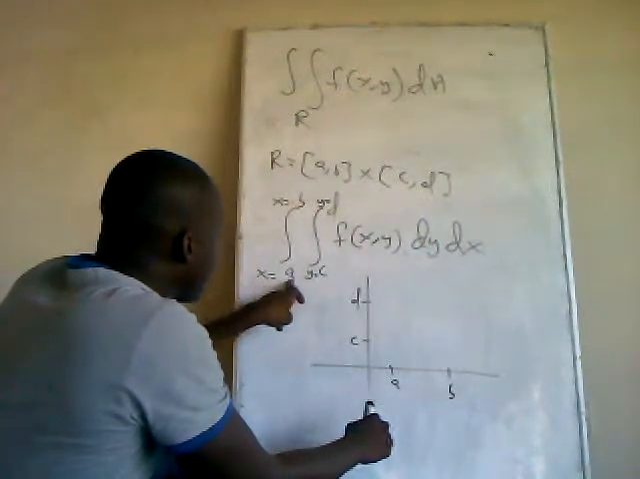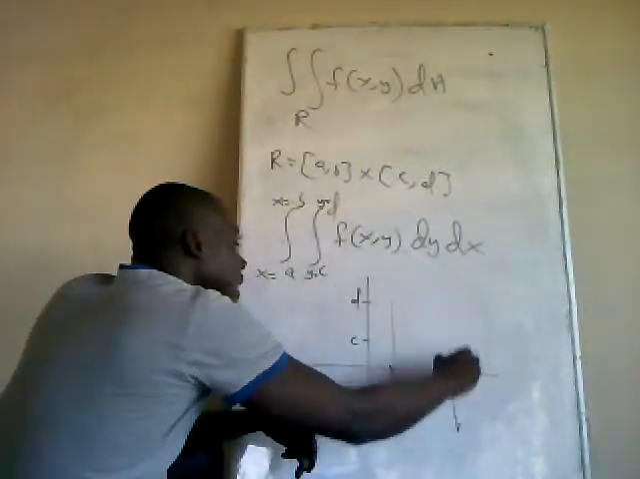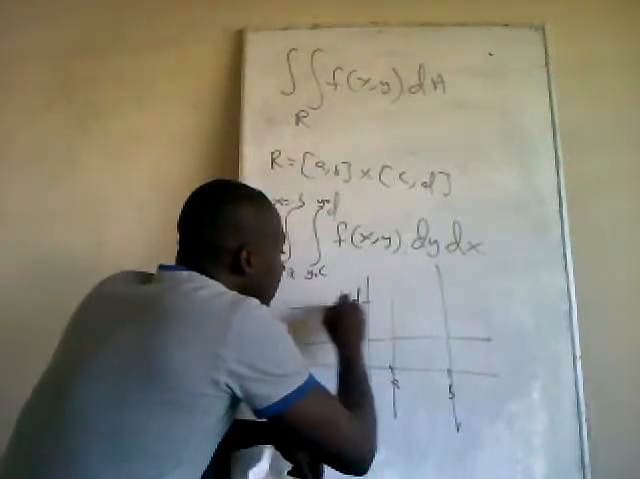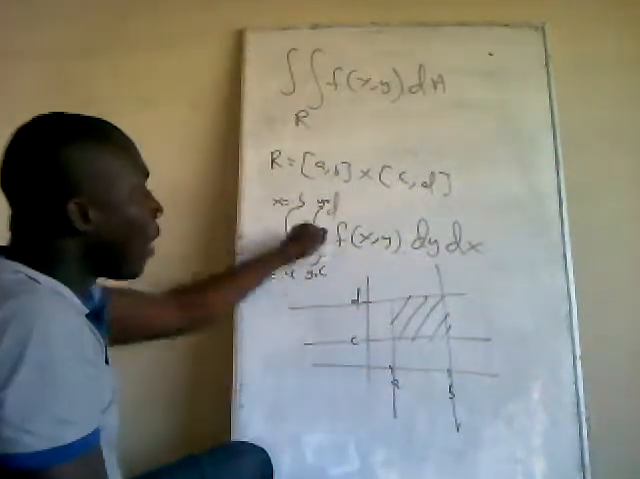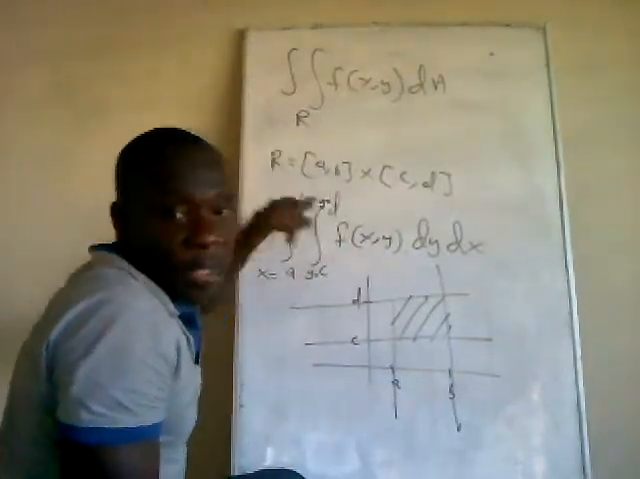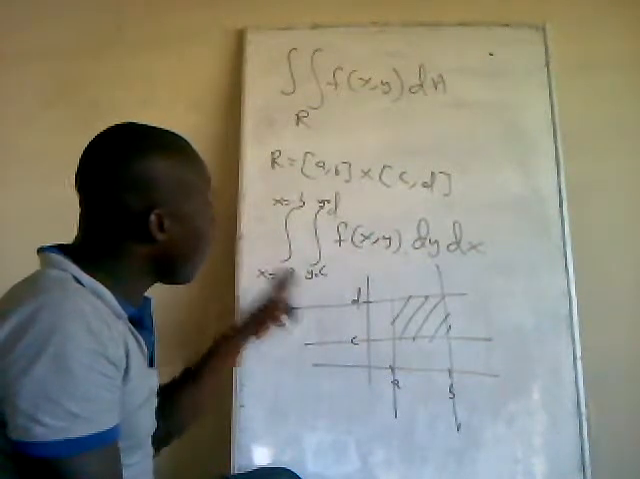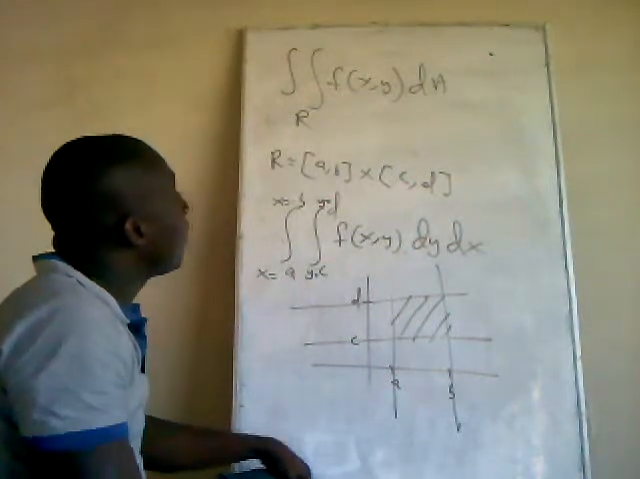Now if we say x is equal to a, the line crosses here at a; x is equal to b will cross here at b; y is equal to c will cross here at c; y is equal to d will cross here at d. That is why we call this one a rectangular region, because this defines a rectangle. Okay, so now this is the setup.